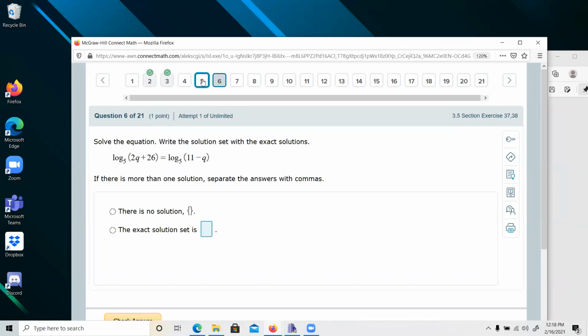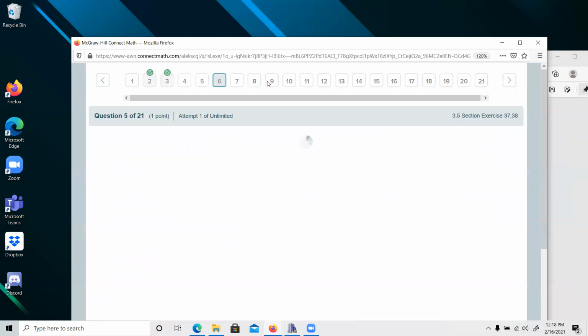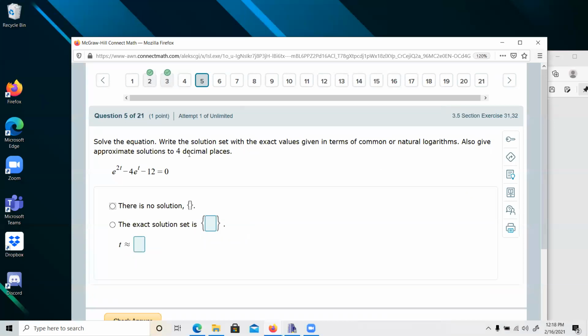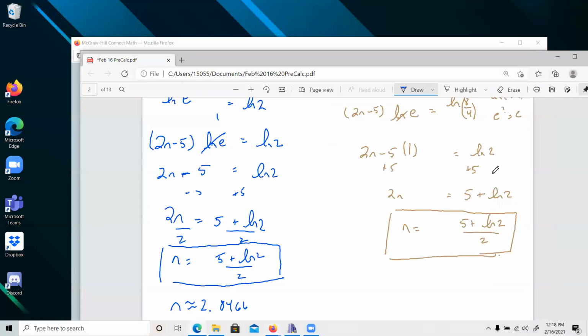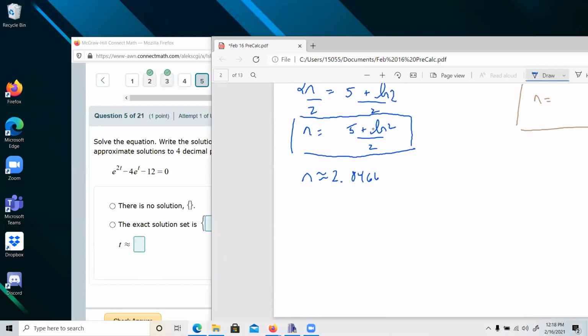I think we did one like that yesterday. We did. Oh, this problem, I love this problem. Okay, so here we go. We have e to the 2t minus 4e to the t minus 12 is equal to 0.